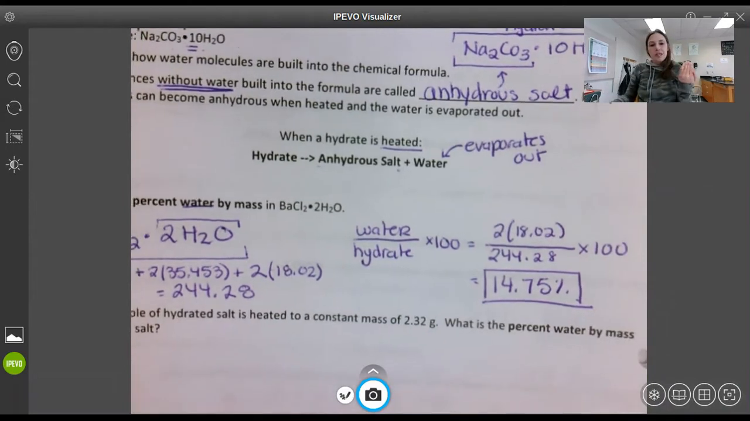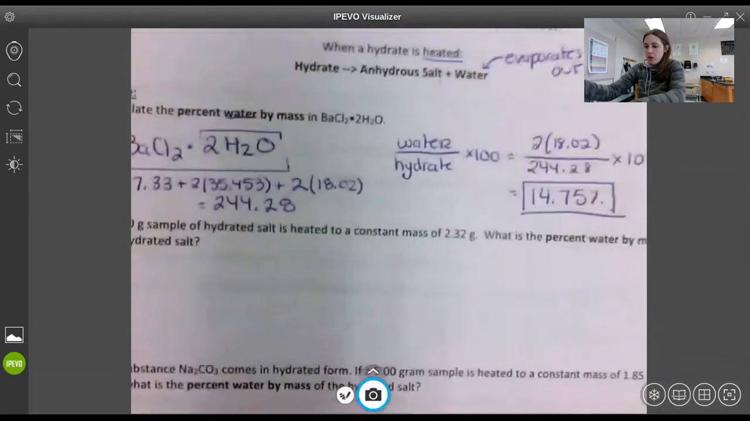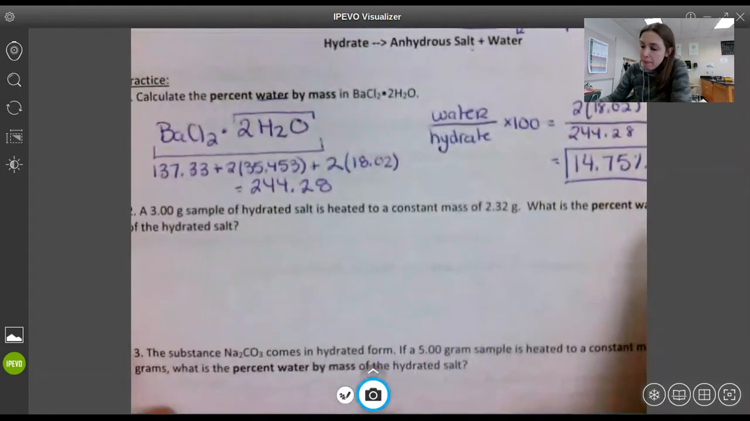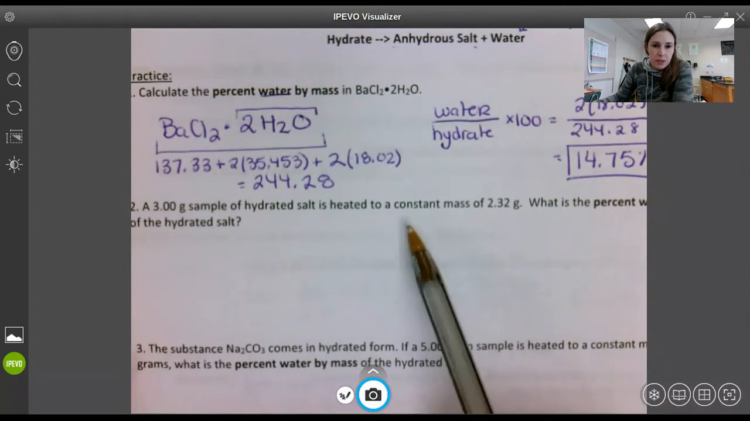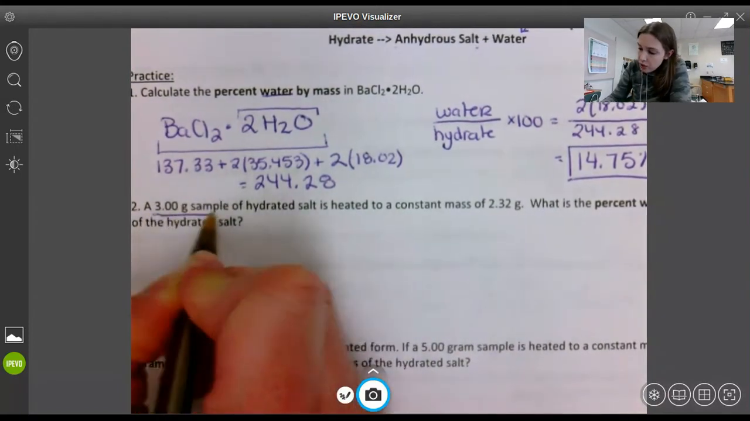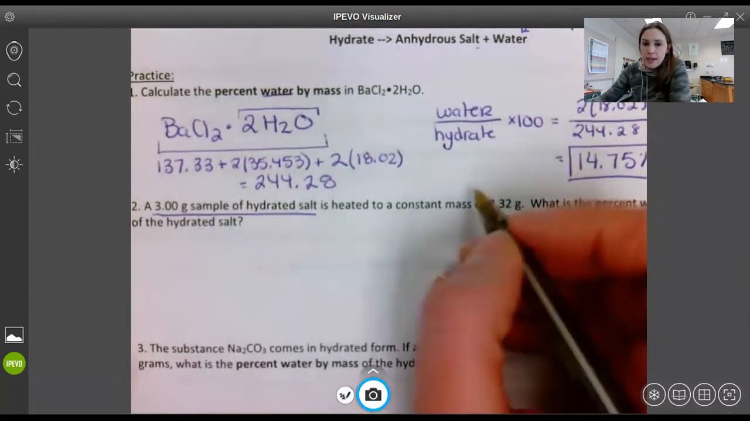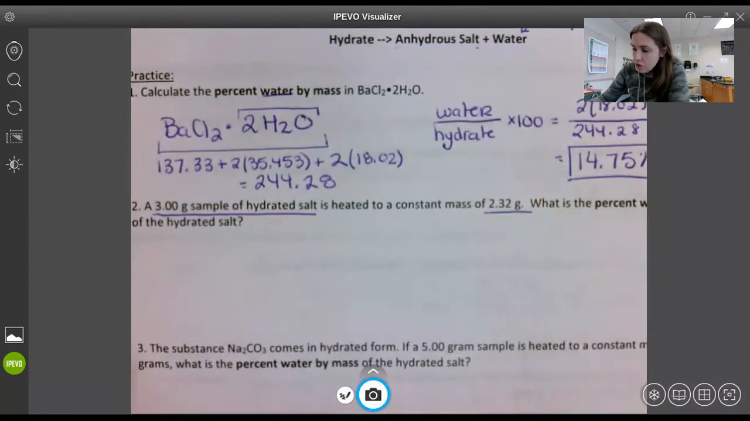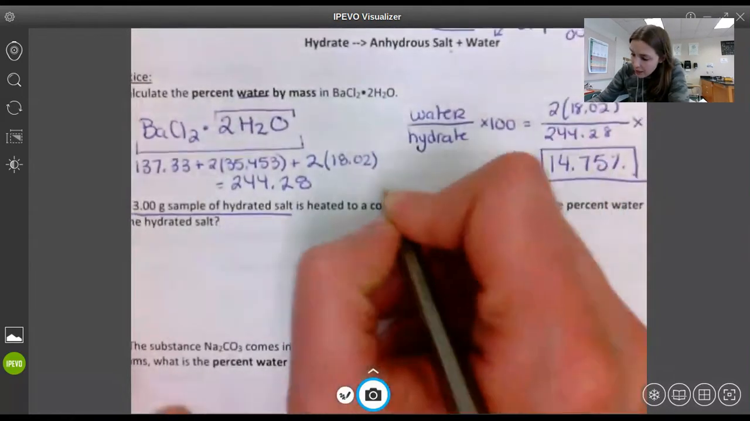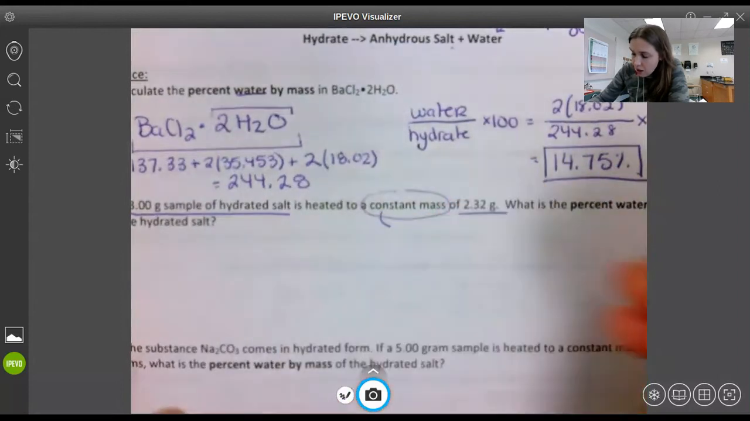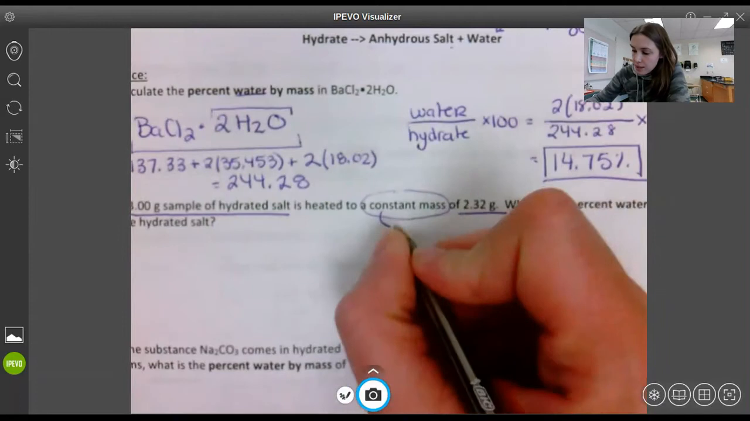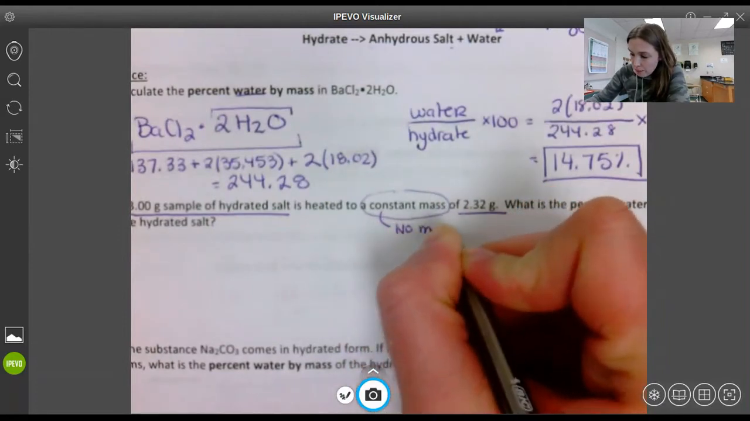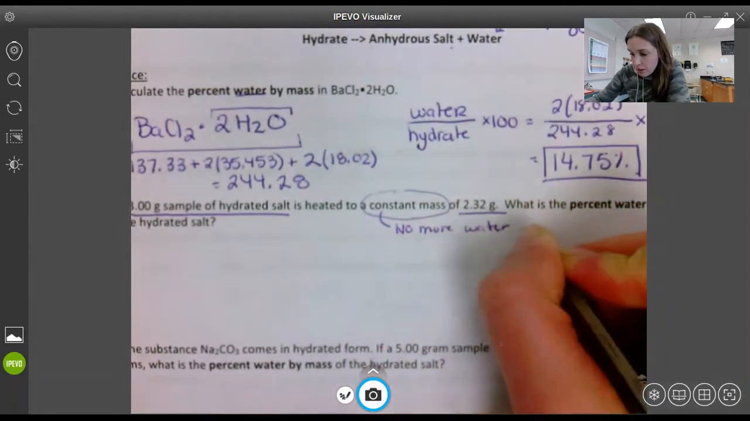All right, let's look at what lab data we could see and questions how you go about solving those. So these ones, you're not going to be given a formula. You're going to be given data from a lab scenario. So this says I have 3 grams of a hydrated salt, and it's heated to a constant mass of 2.32. Constant mass here just means that as you heat it and water evaporates out, when you get a constant mass, there's no more water left to evaporate.